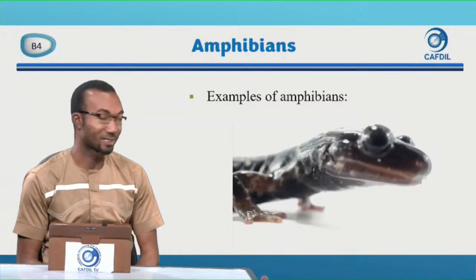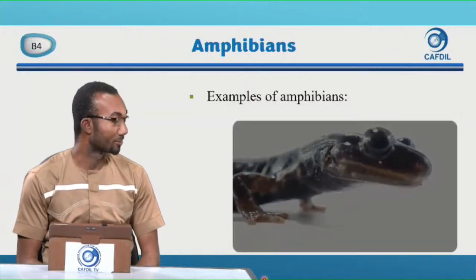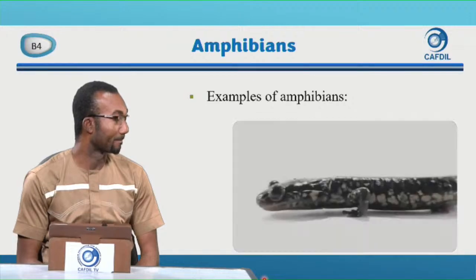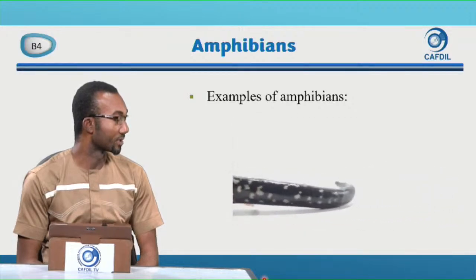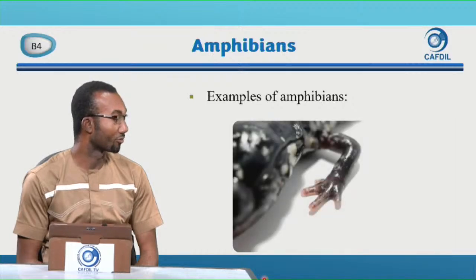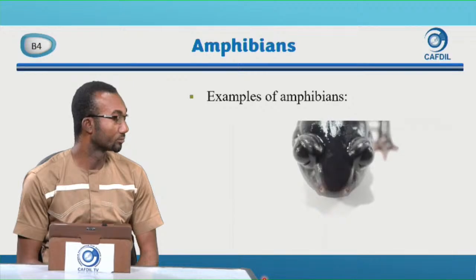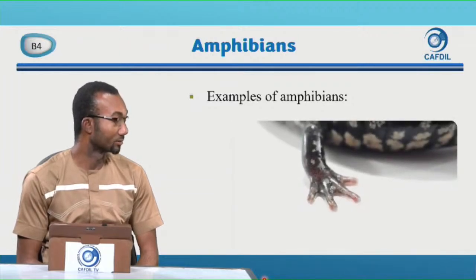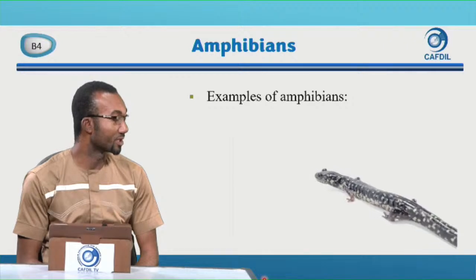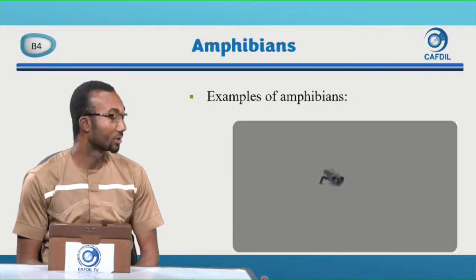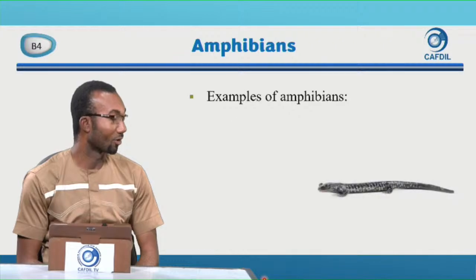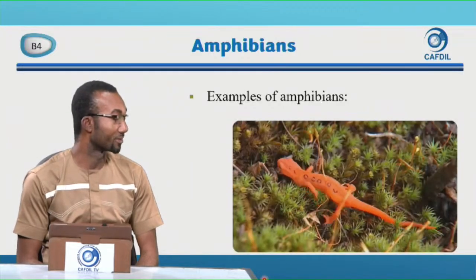The next example of amphibian is salamander. So we looked at frog, toad, and now salamander. This is a salamander, an example of amphibian. They live in water and on land as well. They have organs that help them to breathe in water and organs that help them to breathe on land. So kids, this is a salamander, an example of amphibian. This is another type of salamander. They come in different colors.